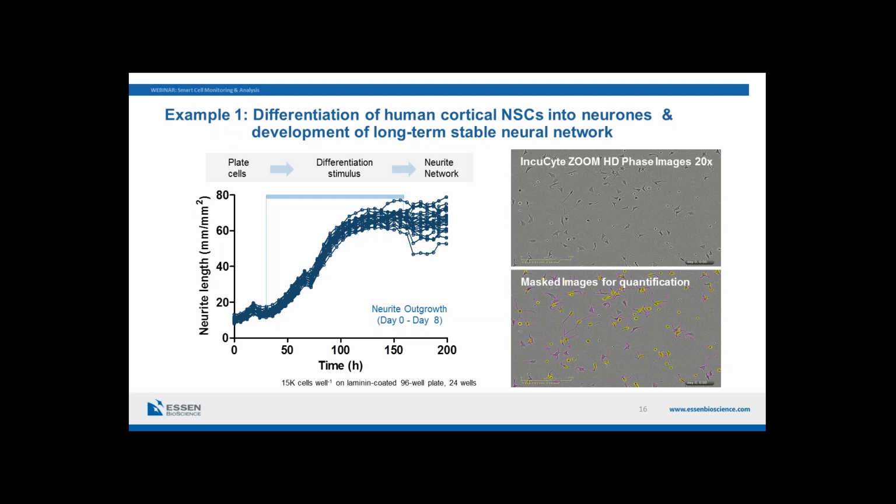After 24 hours we added an exogenous differentiation stimulus, and then we monitored for the next 4 or 5 days the development of these neurites, and lo and behold we saw, each line represents data from a single well, this consistent development of neurites and this differentiation of the precursors into mature neurons. And after 200 hours you could see that we had a relatively stable neurite network under these conditions, which was all very pleasing.